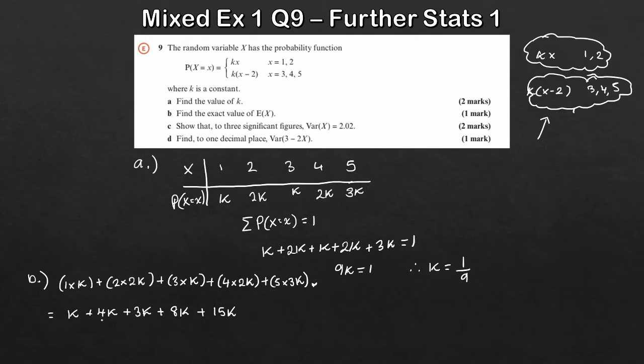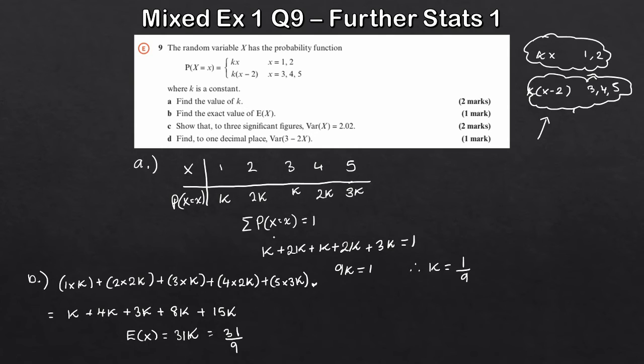So let's add these up. So that's going to be 5k, 8k, that'll be 16 plus 15, so I should get 31k. So E of x would be 31k, but we want the exact value of E of x, and k is 1 over 9, so 31 times 1 over 9, that's the same as 31 over 9. And there we have it. So that's the E of x, the expectation of x there, 31 over 9.